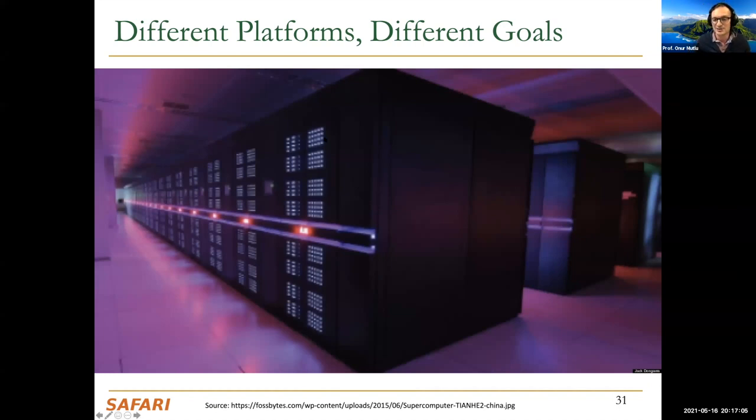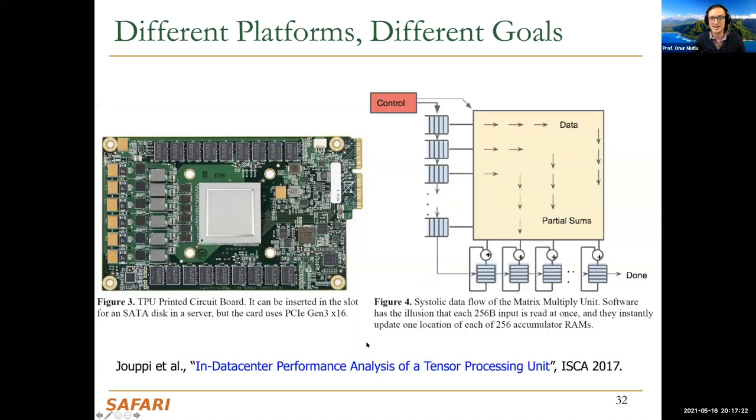This is China's supercomputer. It's probably not the best anymore, but at the time I created these slides, it was the best in the world. But as you can see, there are similarities, but this is designed not for general purpose performance, but for highest performance in scientific calculations. And this is another platform.